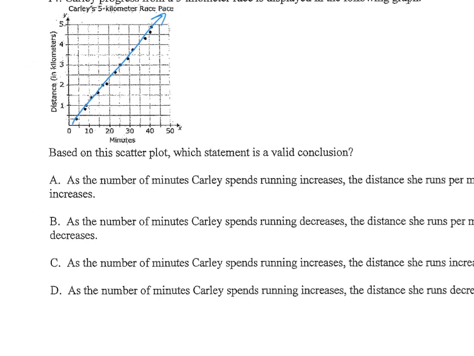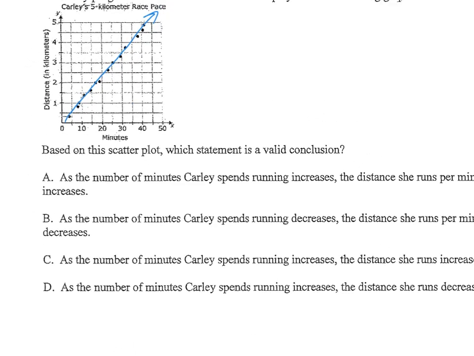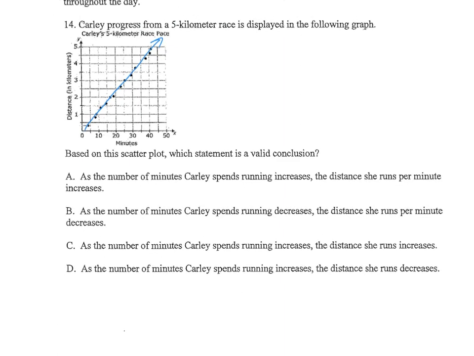A, as the number of minutes Carly spends running the race increases, the distance she runs per minute increases. Here's the problem with this. Yes, the distance increases, but the distance she runs per minute, that's saying that she gets faster every minute. Every time she runs, she gets faster and faster and faster. No, that's not at all what is happening. This per minute is screwing this whole thing up. She doesn't get faster as the race goes. She just goes farther as the race goes.